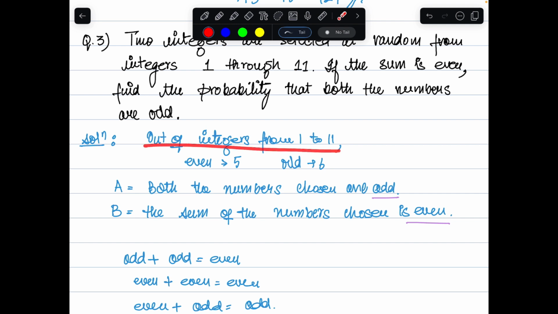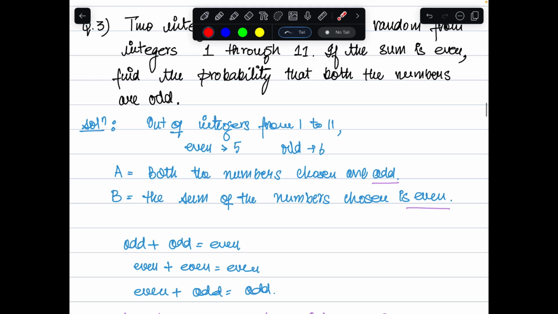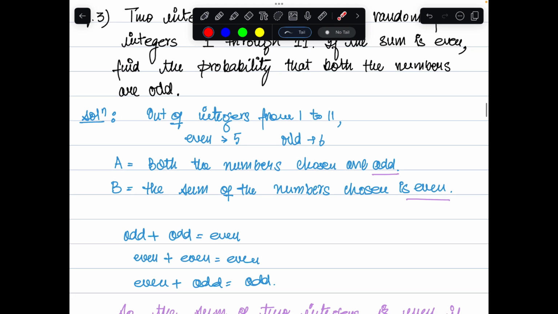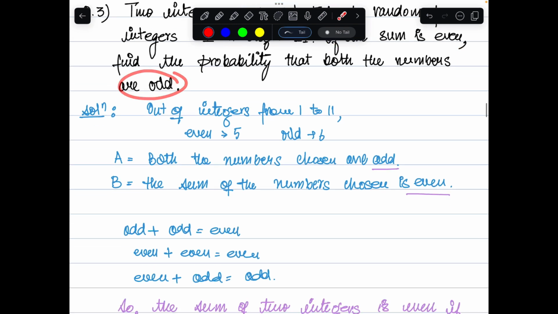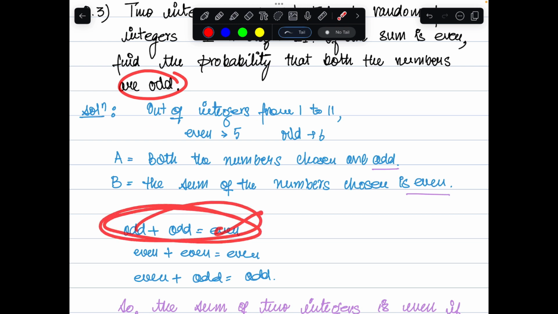Out of 1 to 11, you know even are 5, odd are 6. The reason I am asking to write even and odd is that not any 2 numbers being added will give you an even number, right? So how does it work? When you add 2 odd, you will get even. When you add 2 even, you get even. When you add even and odd, you get odd. So I am supposed to get what? If the sum is even, I need to tell the probability that both the numbers are odd. Sum is even, I need to tell the probability that both of them are odd.